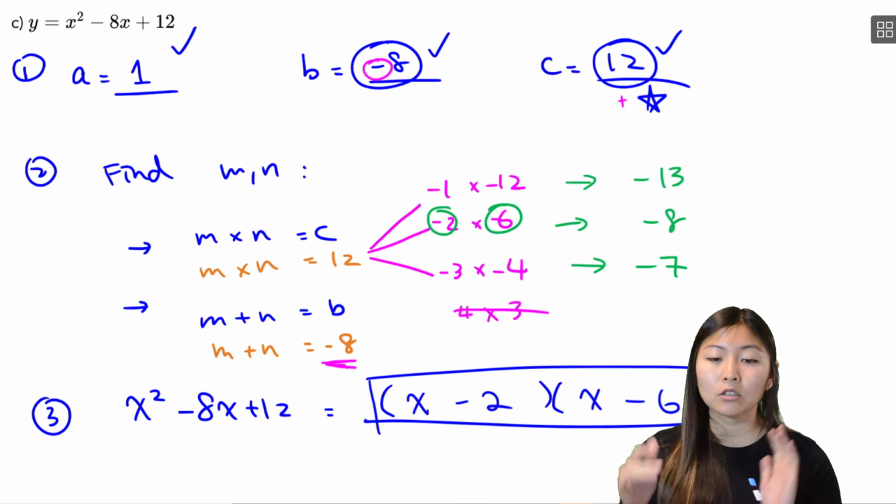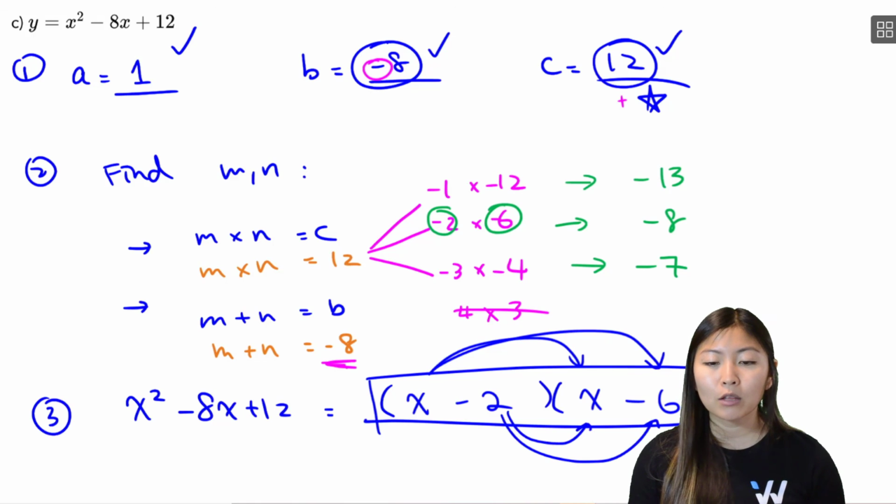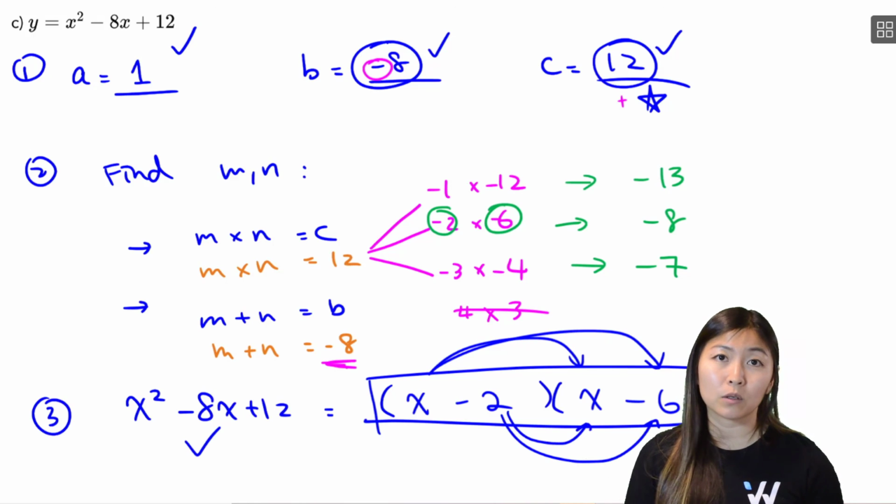And as an exercise, go ahead, you can expand this bracket, so do your whole FOIL or distributive method, multiply it through, and you should end up back at the original trinomial.